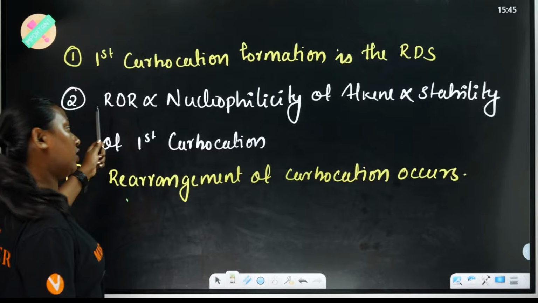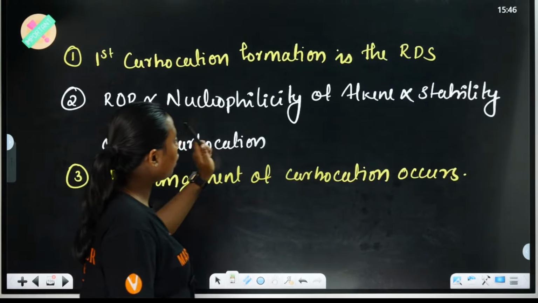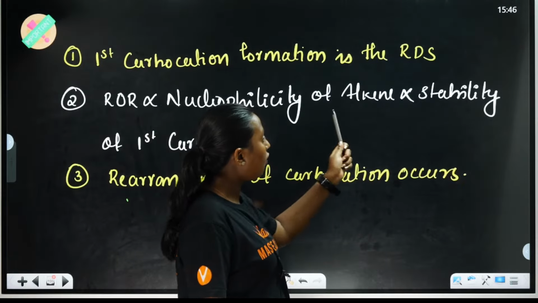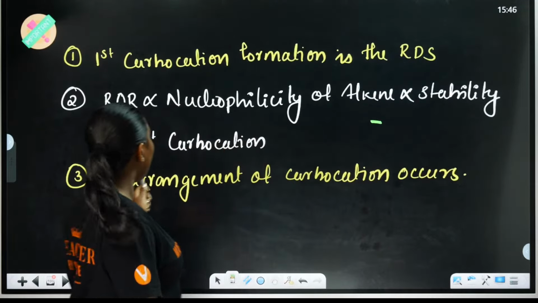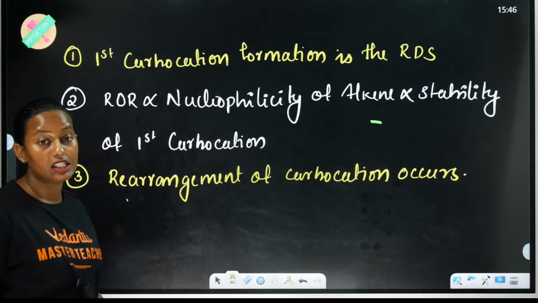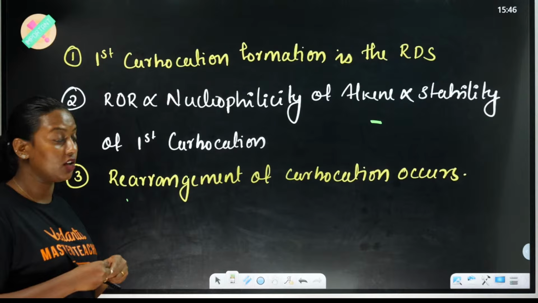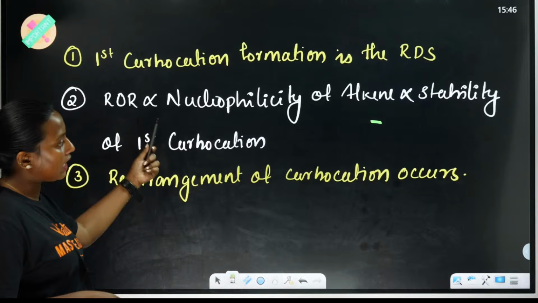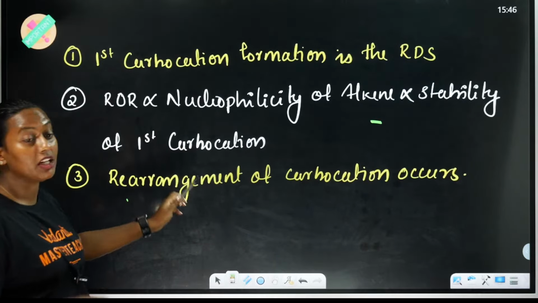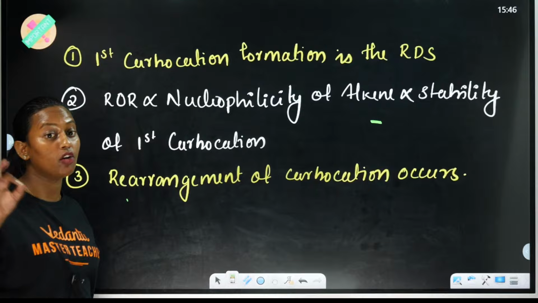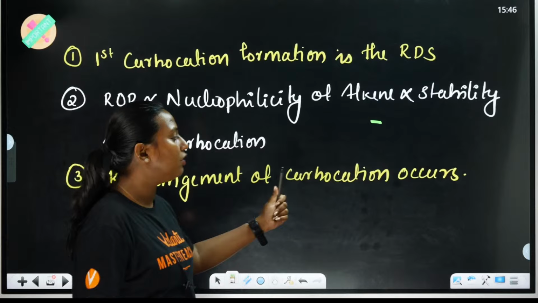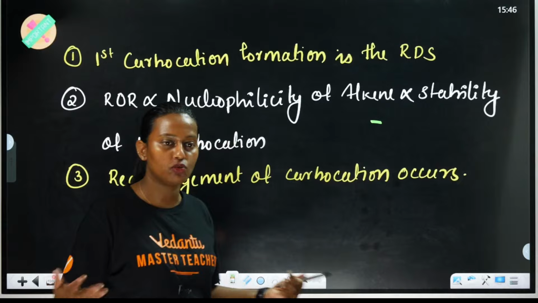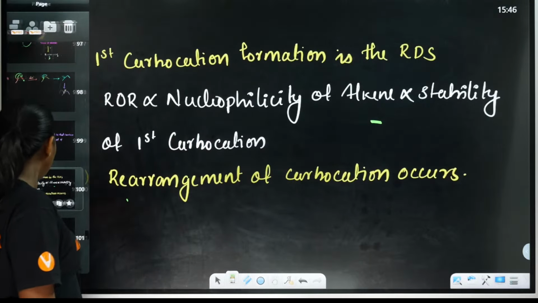Next, the rate of reaction is directly proportional to the nucleophilicity of the alkene, which is directly proportional to the stability of the first carbocation. So the rate of reaction is directly proportional to the stability of the first carbocation. Next point, rearrangement of the carbocation will occur.